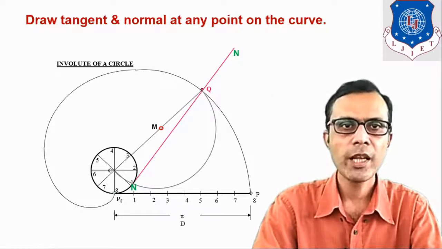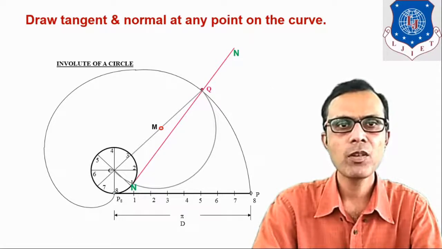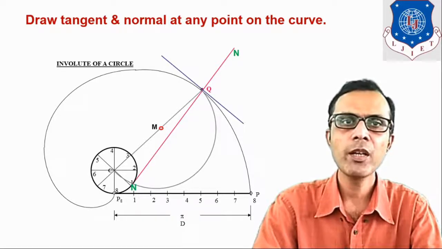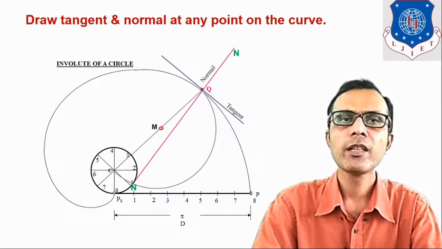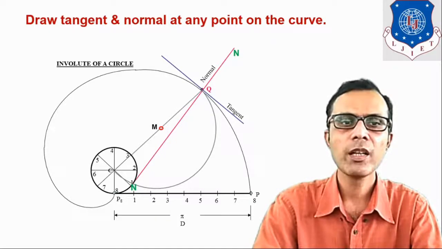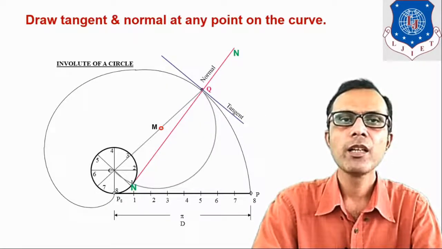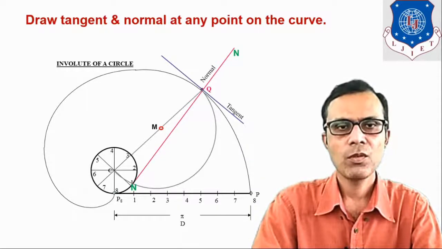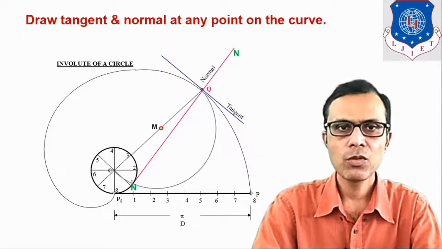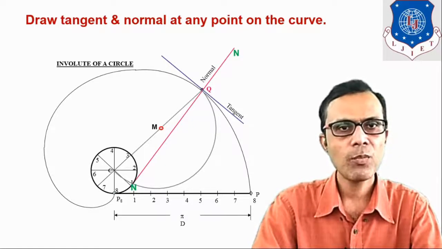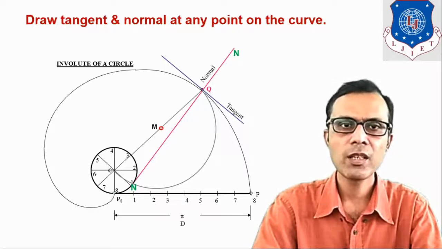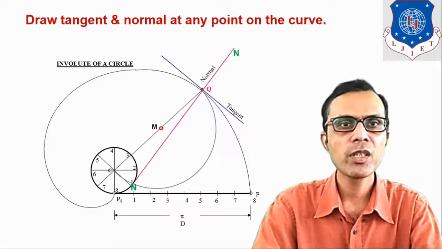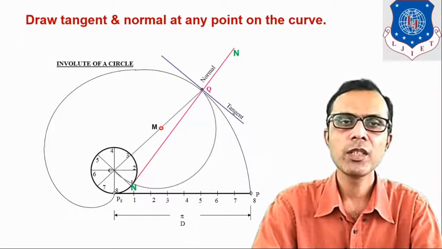Now the tangent is perpendicular to the normal. So from point Q draw a perpendicular line, that is the tangent. NN is the normal and TT is the tangent at the given point Q. So this is the complete procedure to draw the involute for a circle, and also we have seen the procedure to draw tangent and normal at any point on the given curve.